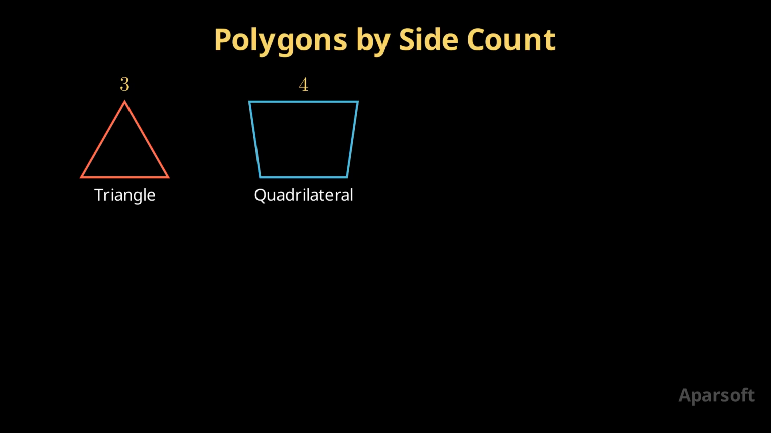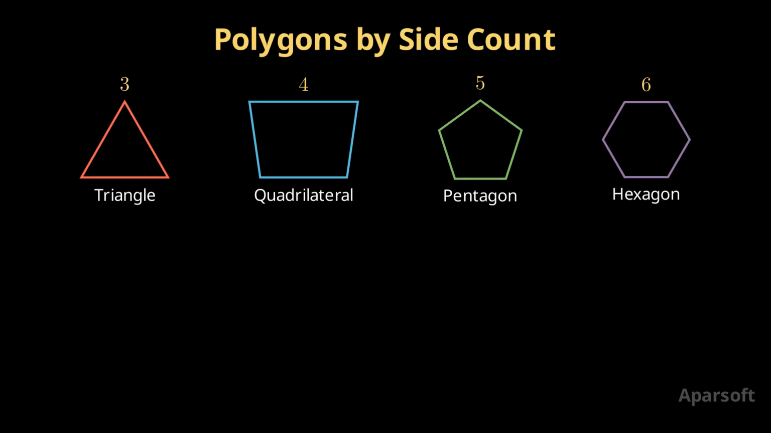Let us learn how polygons are named by their side count. Shapes with only straight sides are called polygons. We name them by counting sides. 3 sides? That is a triangle. 4 sides? A quadrilateral. 5 sides? A pentagon. 6 sides? A hexagon. See the pattern? The name tells you how many sides to count.